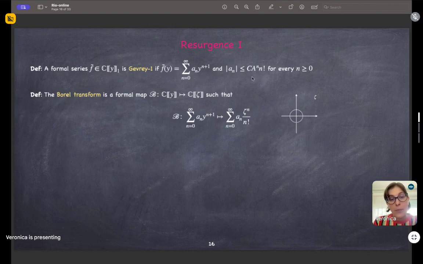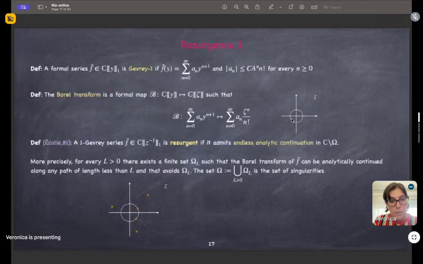And in particular, if you have a function of this form and you want to understand its resurgent structure, the first step is to compute its Borel transform, because the Borel transform kills the divergence. It's a formal map that associates to a power series something that is convergent. In particular, if f is Gevrey, so if the coefficients grow factorially fast, you divide by factorial and you get something with a finite radius of convergence.